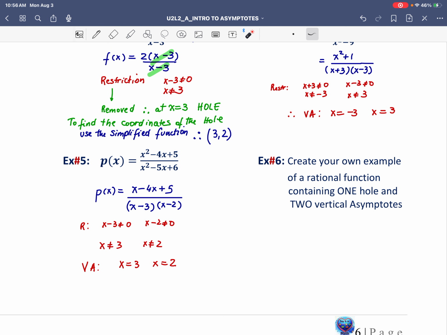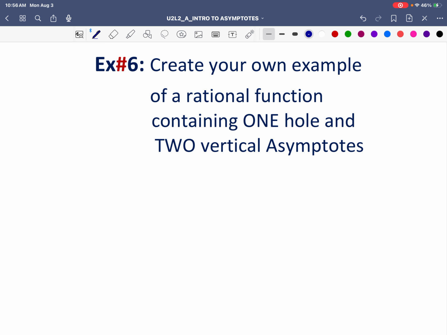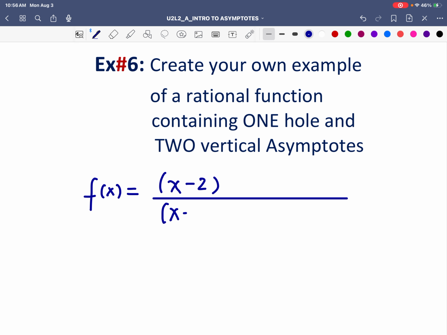And in the last example, I asked that you create your own example of a rational function. It contains one hole and 2 vertical asymptotes. And you will probably see this as part of a communication or thinking question in your evaluations. And it's a fun and easy exercise, obviously. So if I want the graph of a function to have a hole, that means that I need a factor of the numerator to simplify a factor in the denominator.